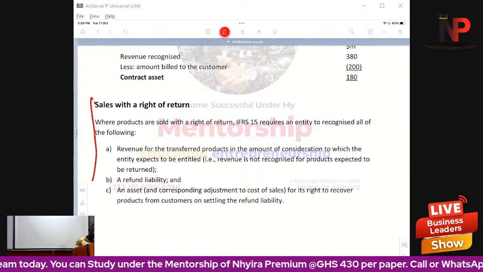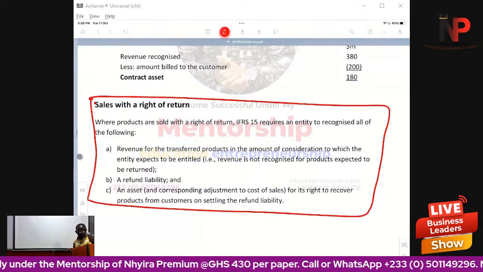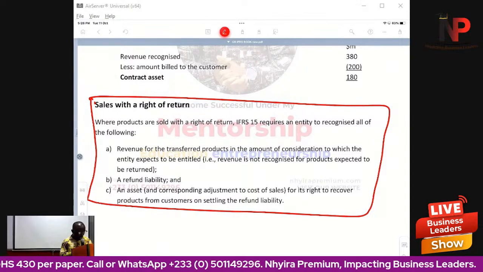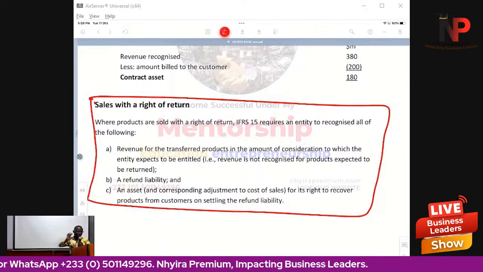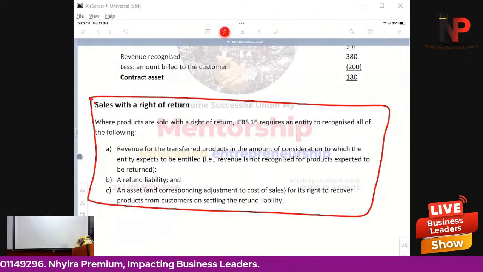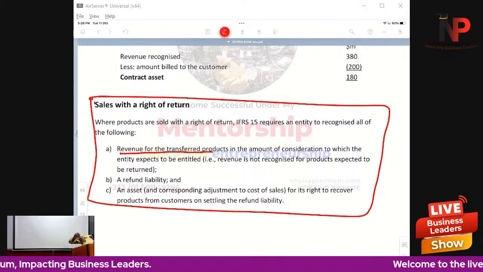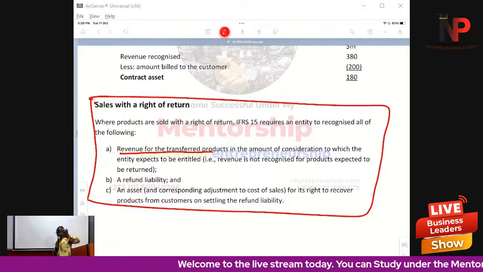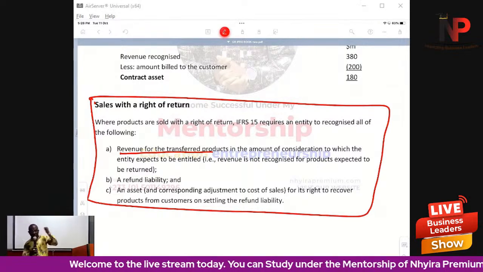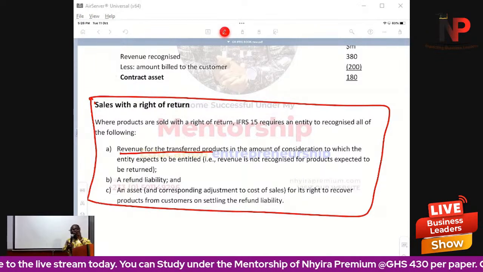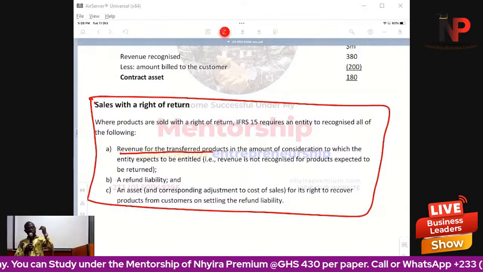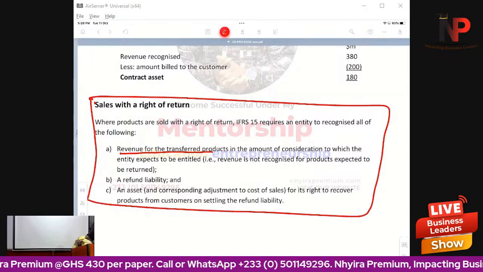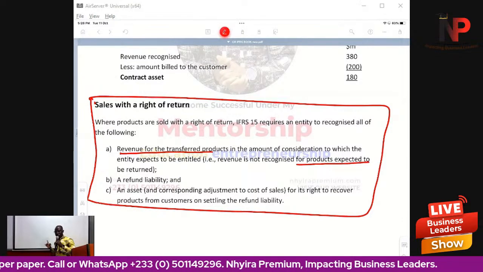And that is the rule that we have here. The standard states that where products are sold with a right of return, IFRS 15 requires an entity to recognize all of the following. One, we will recognize revenue for the transferred goods in respect of the consideration to which the entity expects to be entitled. What does that mean? It means the amount of revenue recognized will be equivalent to the value of the goods that we expect to actually sell. Why? Because revenue cannot be recognized on the products that we expect to be returned.